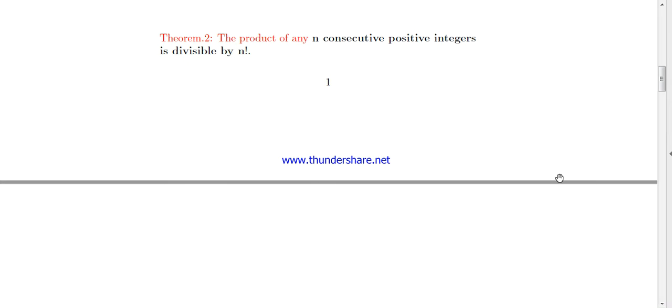So, theorems related to the box of functions. Theorem 2: The product of any n consecutive positive integers is divisible by factorial n. This is the experiment; we prove it using the box x function.